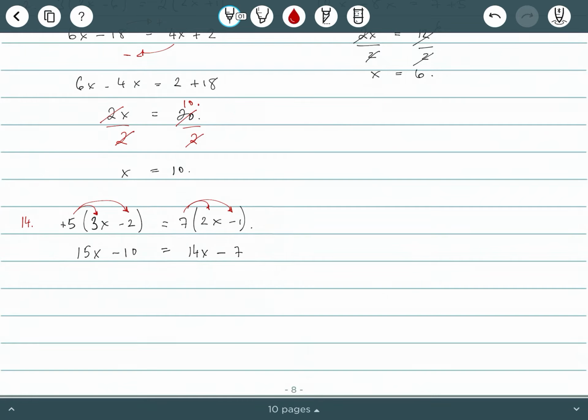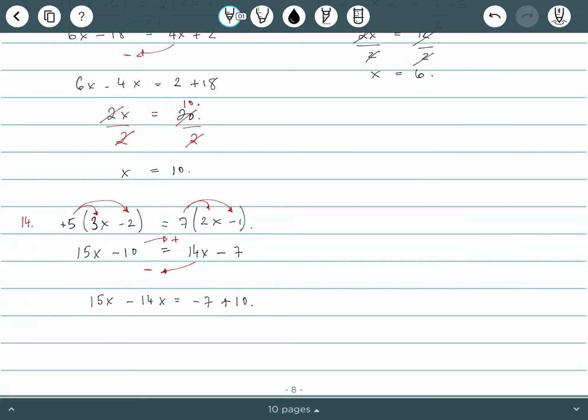Alright, move our x's, in this case, to the left hand side. That's going to become a minus. This is going to become a plus. So that minus 10 coming across is going to become a plus. We'll rewrite the equation. We have 15x, and that 14 coming across can become a minus 14x. We have a minus 7 already over there, and bring that 10 across, it's going to become a plus 10.